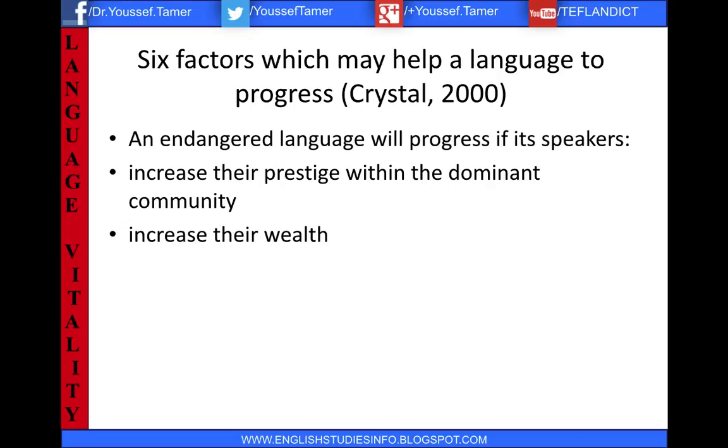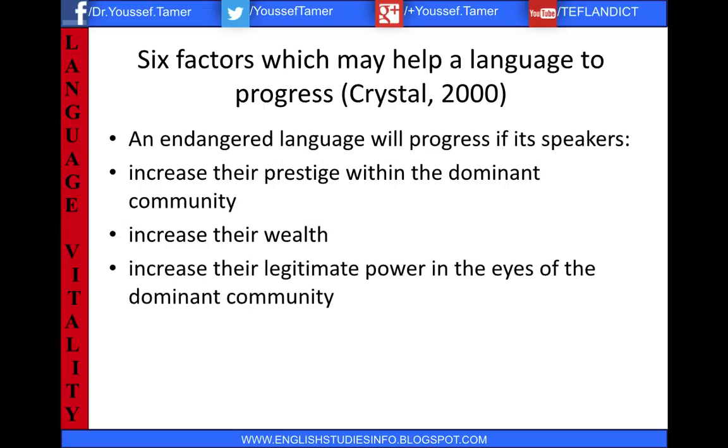Again, an endangered language will progress if its speakers increase their wealth. If the speakers of the language that is about to die become wealthy, of course, you have the same thing for their language. It also becomes wealthy, more powerful, stronger. Increase their legitimate power in the eyes of the dominant community. The power of the group speaking the language about to die, they increase their legitimate power. They become more powerful.